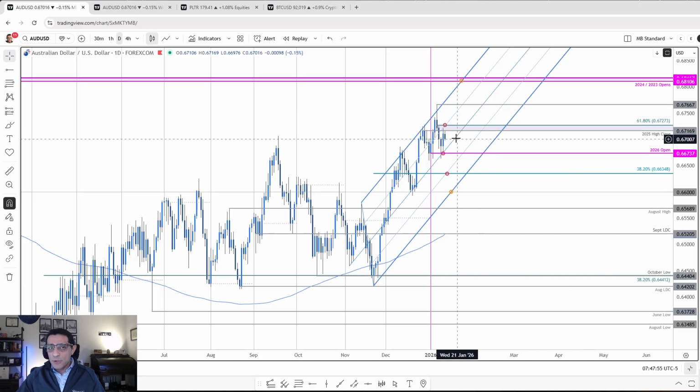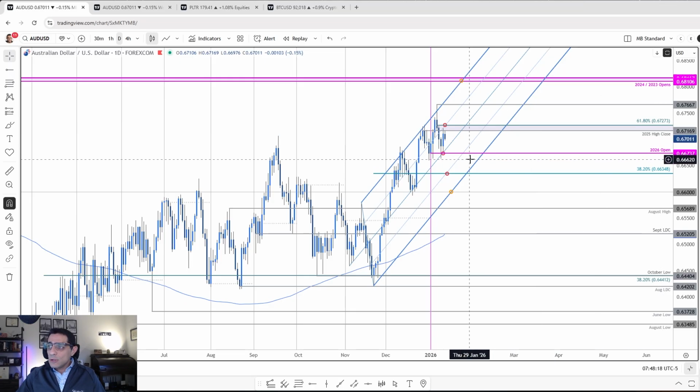The immediate focus is on a breakout of this range right here. A topside breach above 67.67, which is just the objective range highs for the month, is needed to mark resumption of the broader uptrend. You're looking at the objective 2024 and 2023 yearly opens just above the 68 handle, 68.10 into 68.17.